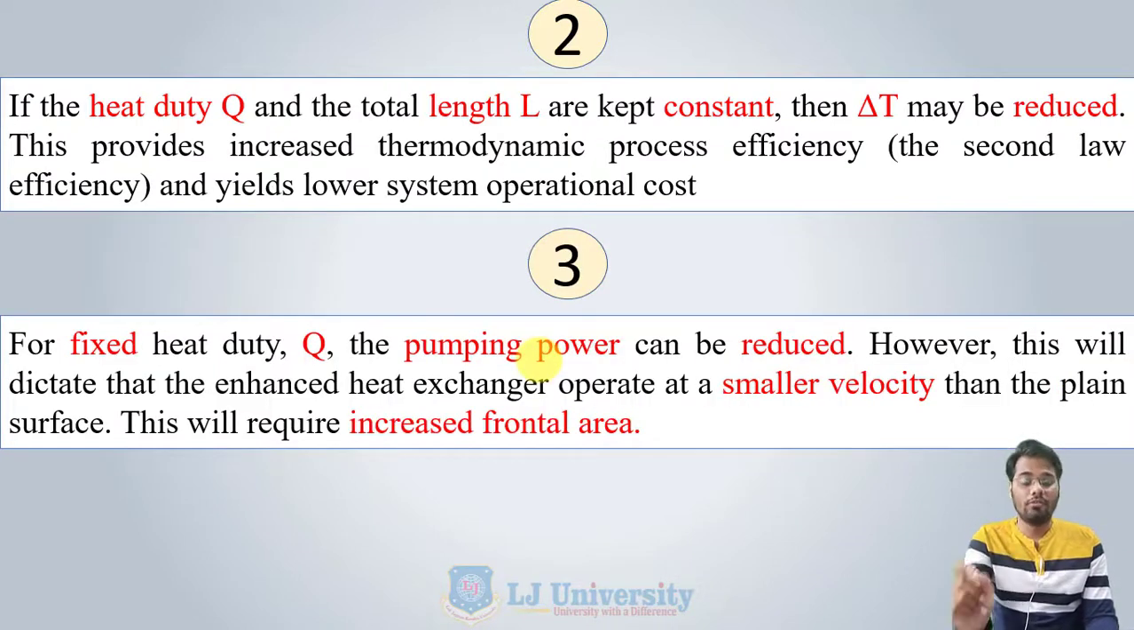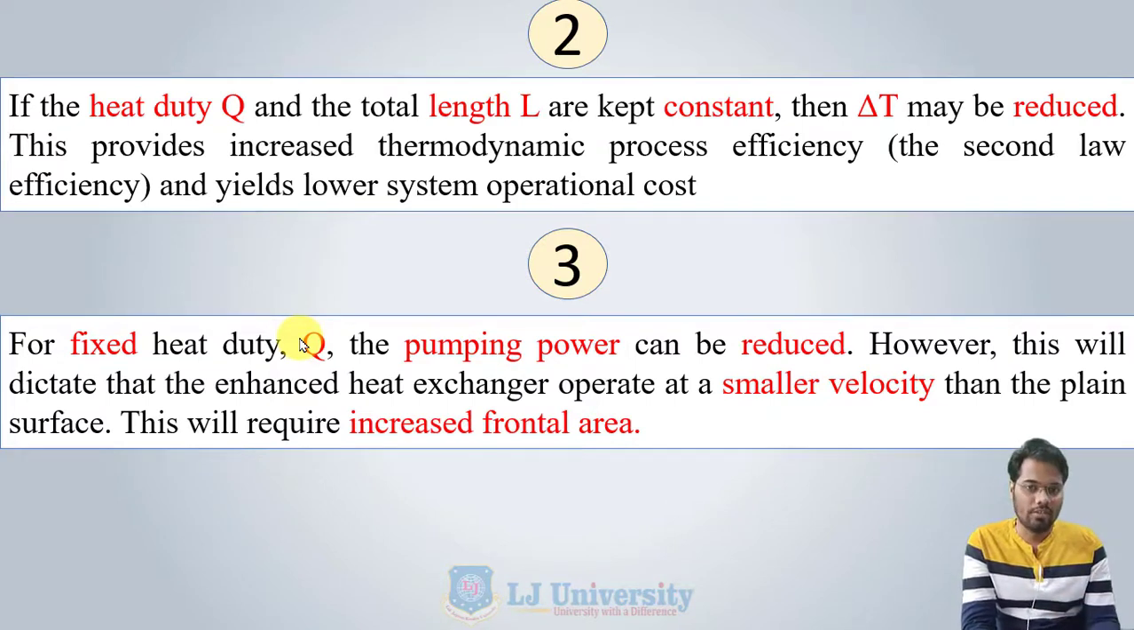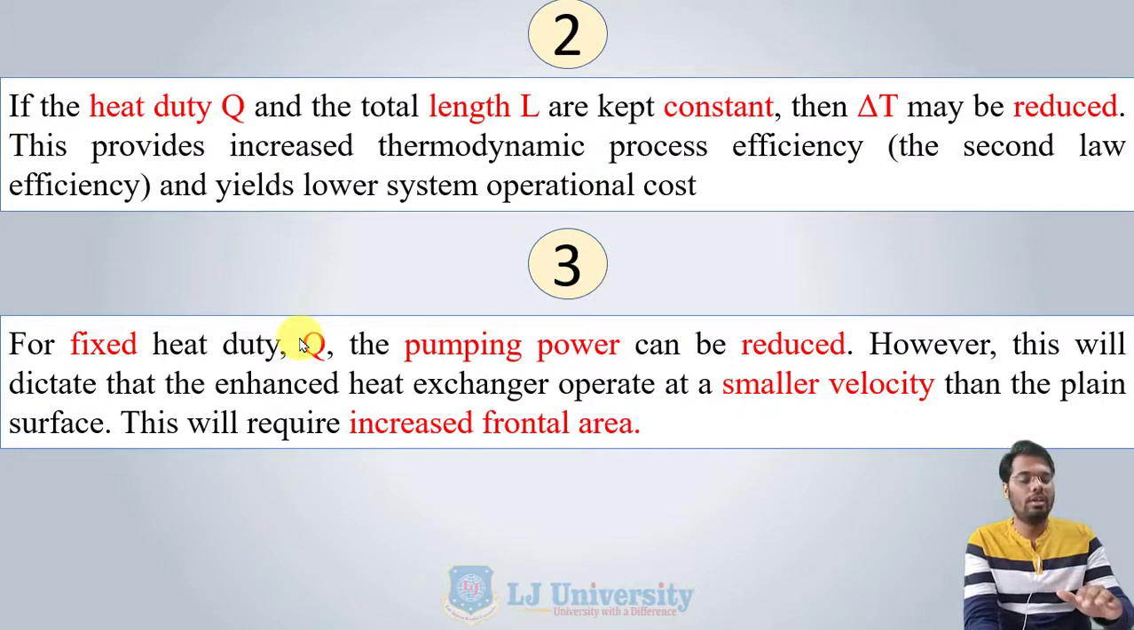And the third point: for a fixed heat duty Q, the pumping power can be reduced. However, this will dictate that the enhanced heat exchanger operates at a smaller velocity, because if you reduce the pumping power, the flow velocity of the fluid is going to be reduced. This will require increased frontal surface area to provide higher surface area, which increases Q, because increasing the frontal surface area will increase the value of A. So from HA delta T, it will increase the overall heat transfer rate.